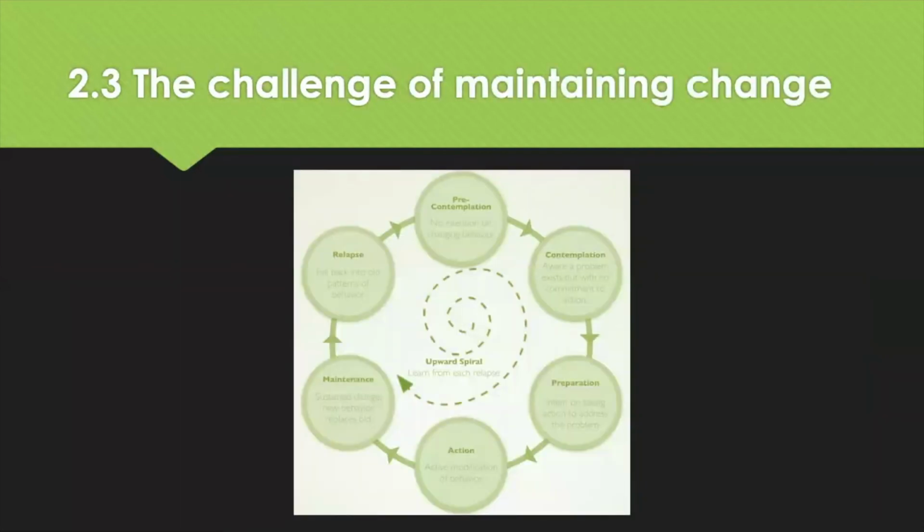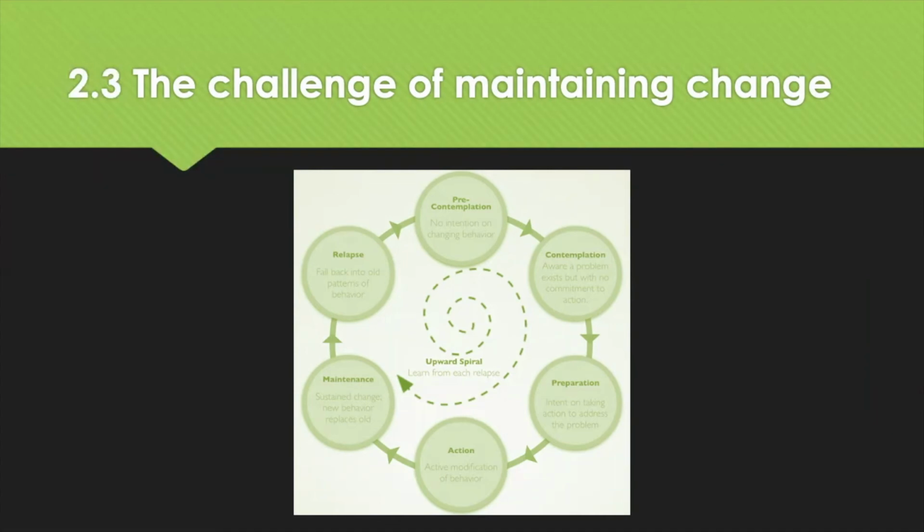In terms of maintaining change, there's this sort of spiral of change which starts with kind of pre-contemplation. You know you need to do it, but you're not going to do anything about it. Then you start to become a little bit more aware of the problem. Contemplation kicks in, but there's no commitment to take any action. The preparation stage is where you actually take some action to address the problem.